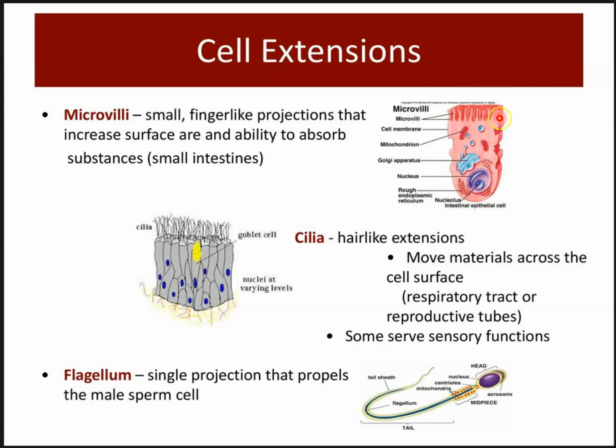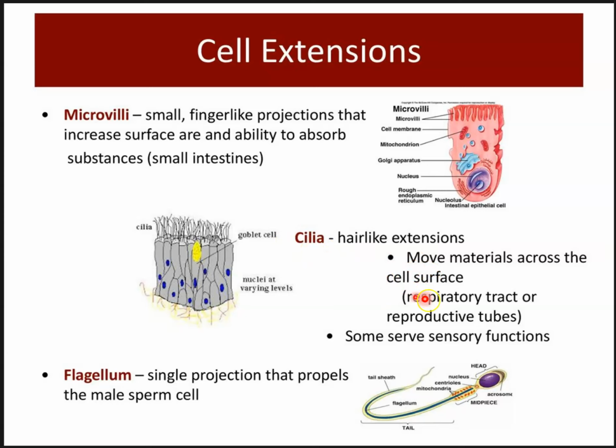So they are loaded with microvilli in the small intestine, and also sometimes the nephrons of the kidney that you'll see in the urinary system. And the other type of cell structure is cilia. Cilia basically move materials across the cell surface. So they beat back and forth to push material around.